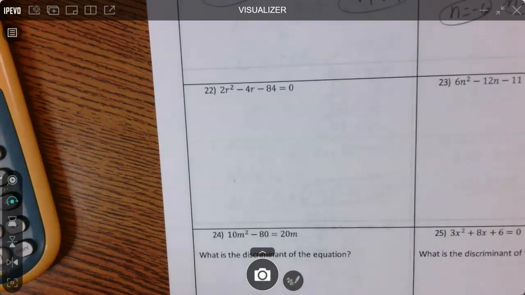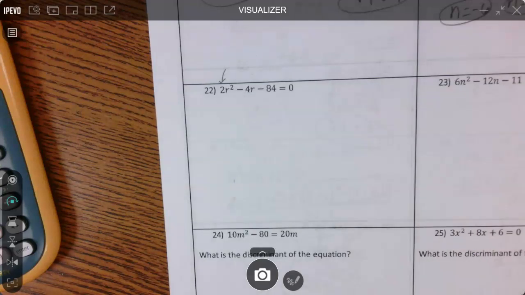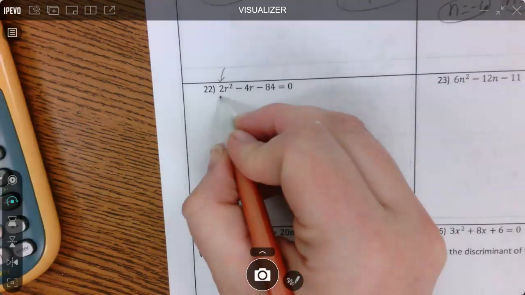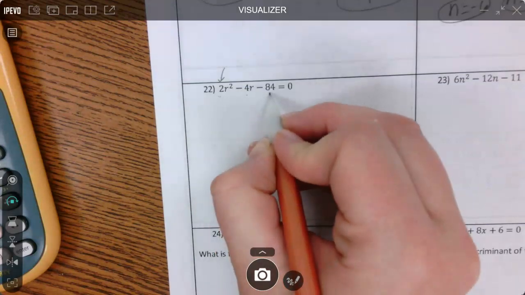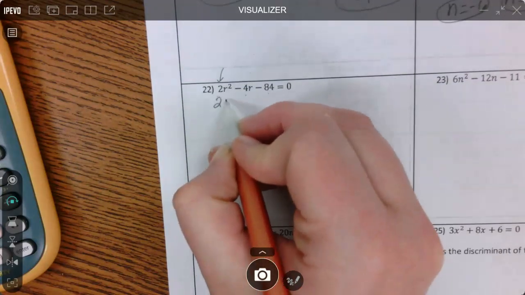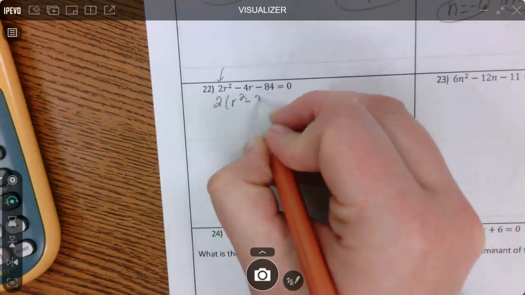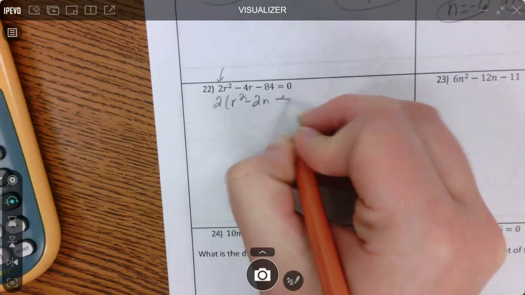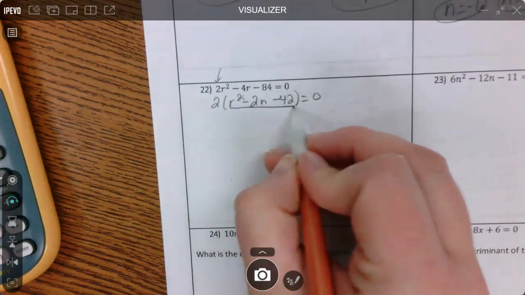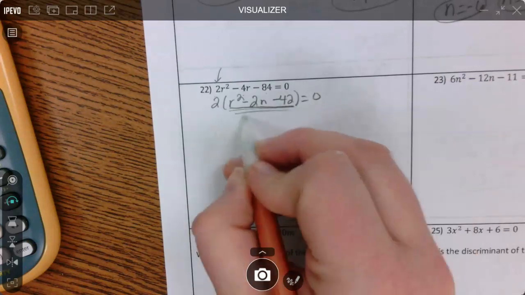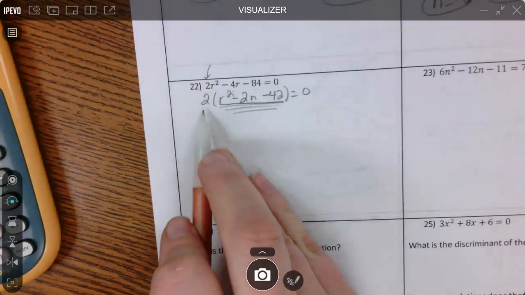22, this is not 1, so you want to see if there's a GCF. 2 fits into 2r squared, 4r, and 84, so we're going to pull out a 2. When we do that, we are left with r squared minus 2r minus 42. Now, this is not factorable, but we can use the quadratic formula on just this part. We've made it easier by taking out the GCF.